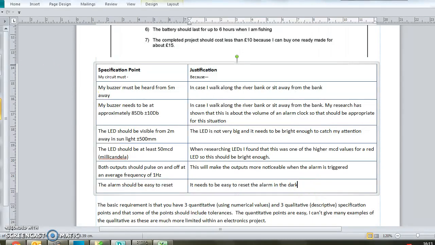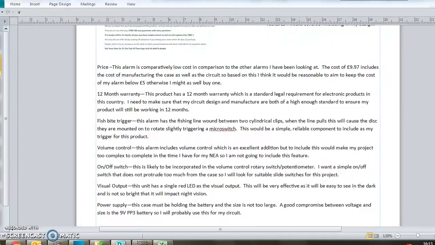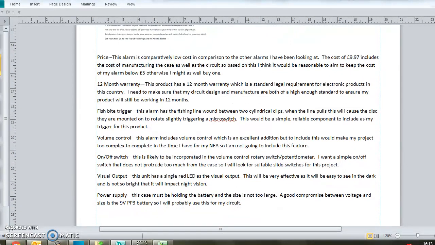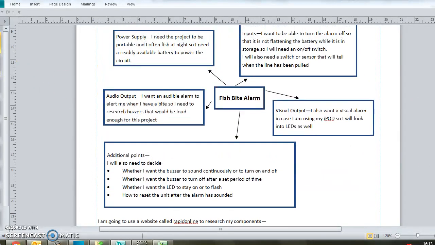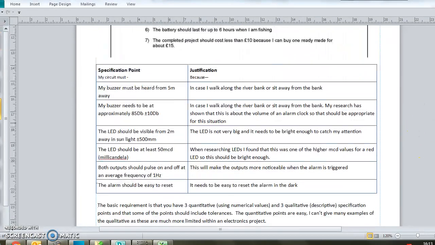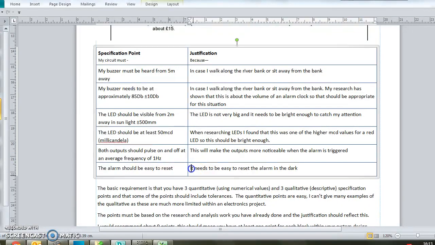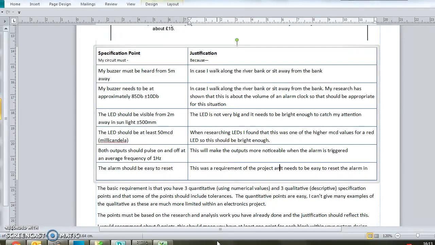Once again, what you're going to base it on: there's nothing in my product analysis talking about the reset switch. Have I got anything in here? I haven't actually. Oh yes, I have. How to reset the unit after the alarm has sounded. So I can go back down to here and I can say this was a requirement of the project analysis, and it needs to be easy to reset the alarm in the dark. There we go. Fix that one.